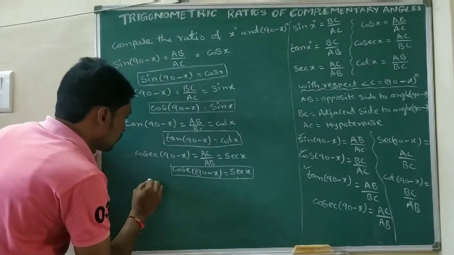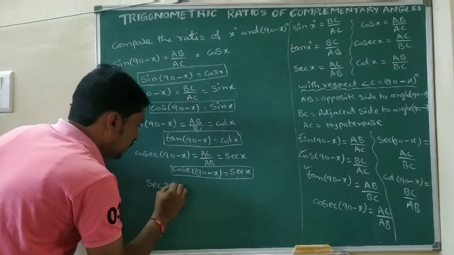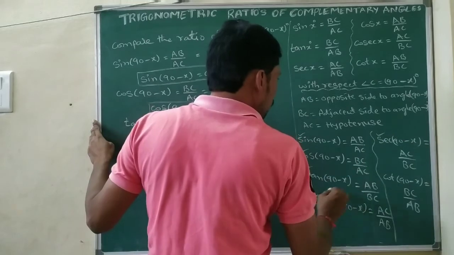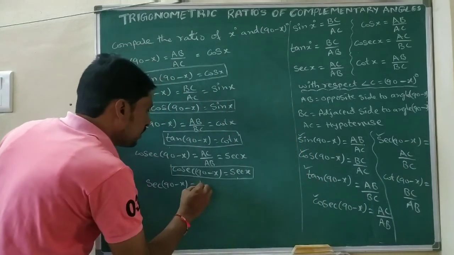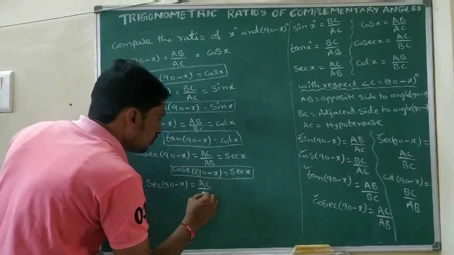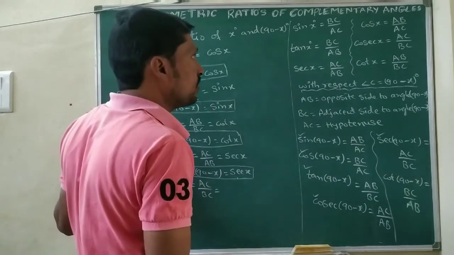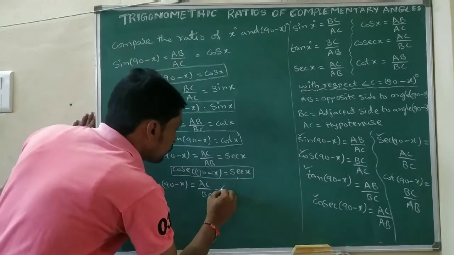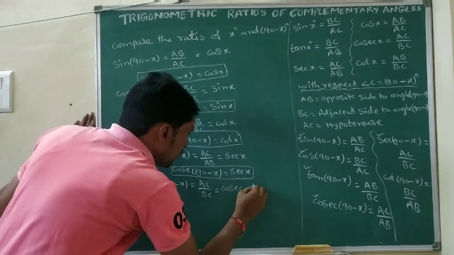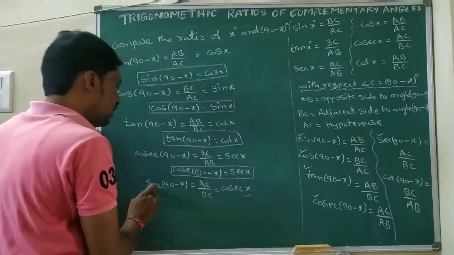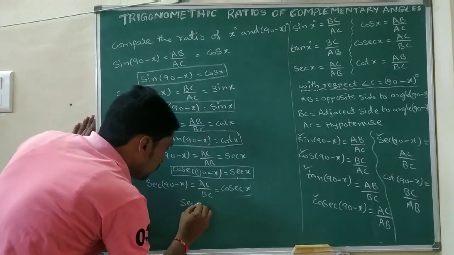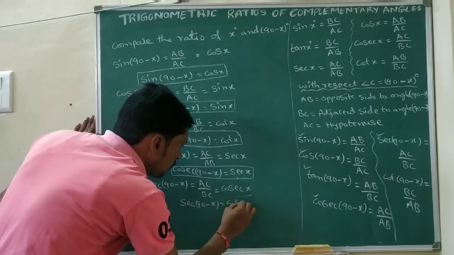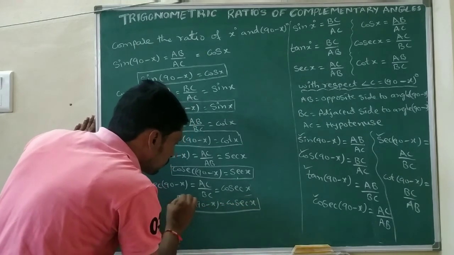Next, sec 90 minus x. Sec 90 minus x is AC by BC. So what is AC by BC? With respect to x, AC by BC we are getting cosec x. So here you can write the formula: sec 90 minus x equal cosec x.